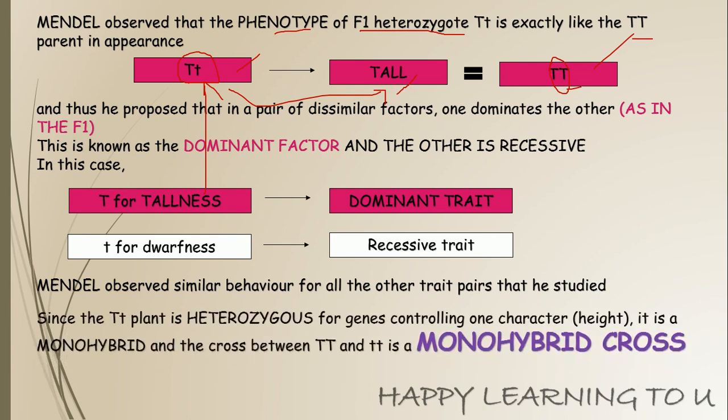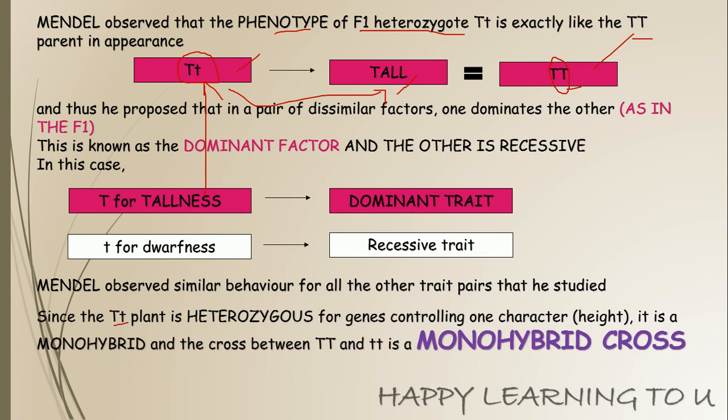Now since the Tt plant, a capital T and a small t plant, is heterozygous for genes controlling one character, in this case height, it is monohybrid. And the cross between the capital TT and small tt is known as a monohybrid cross.